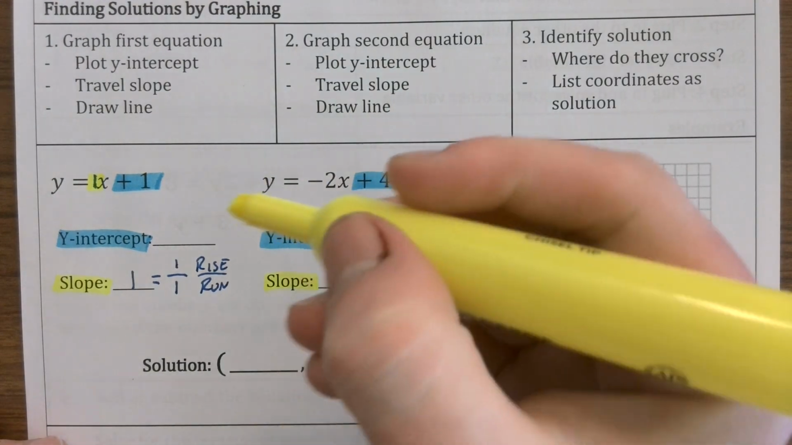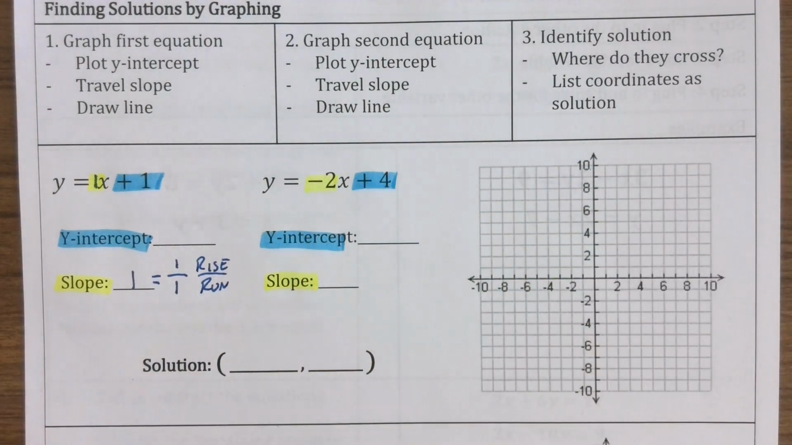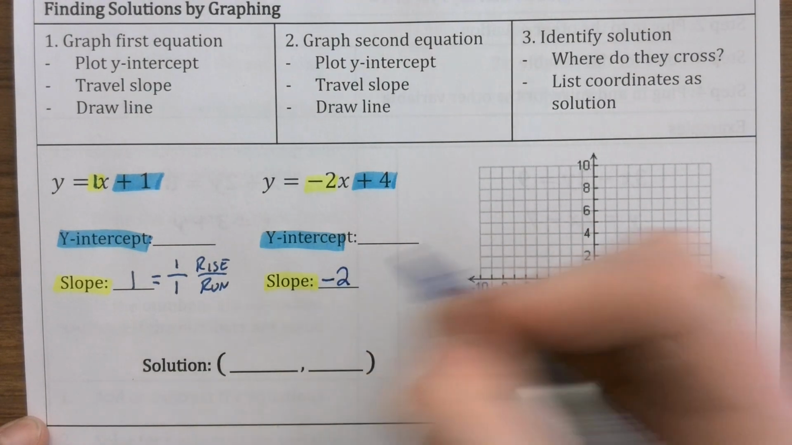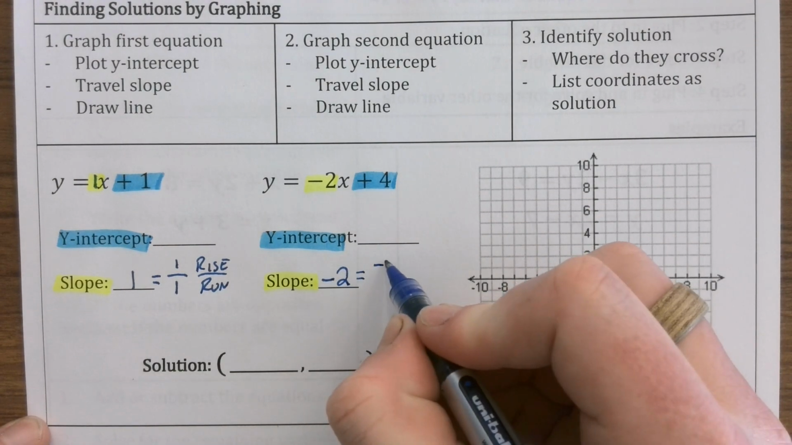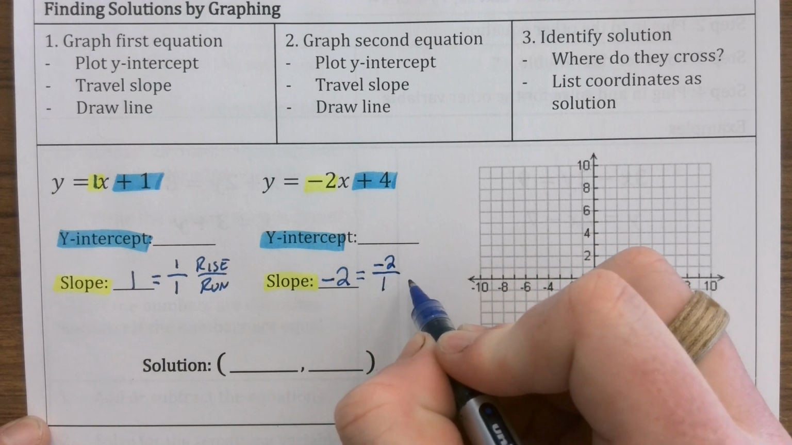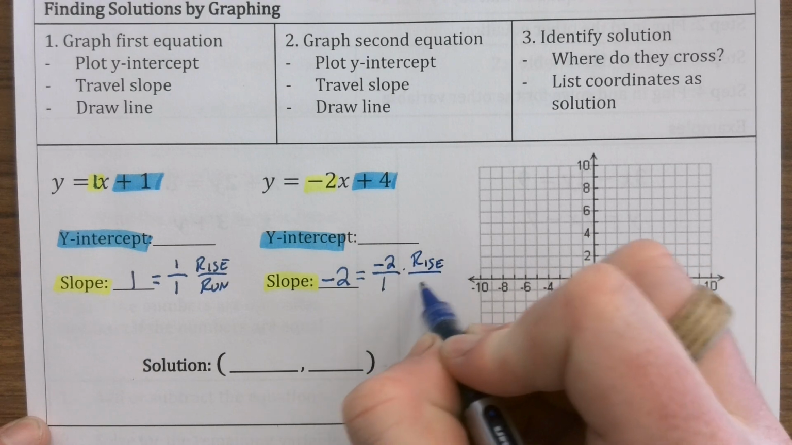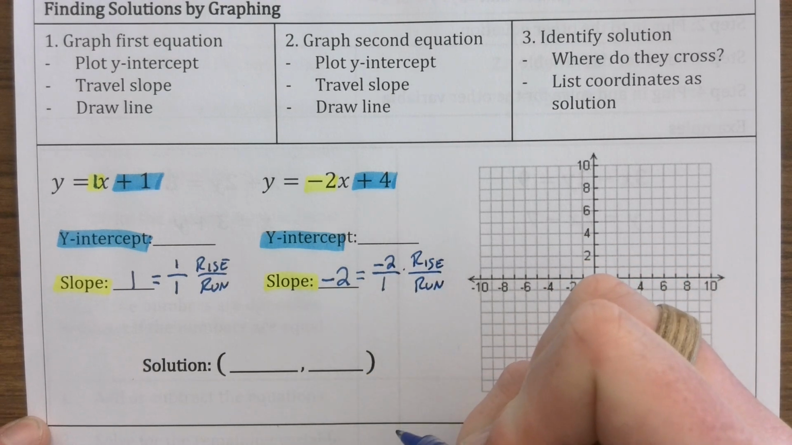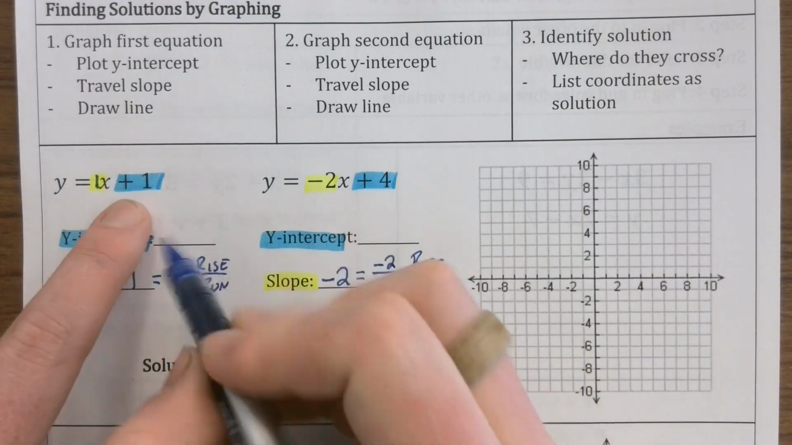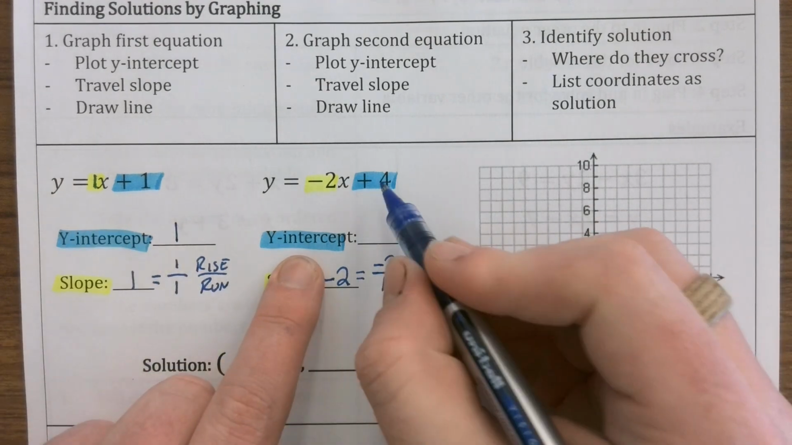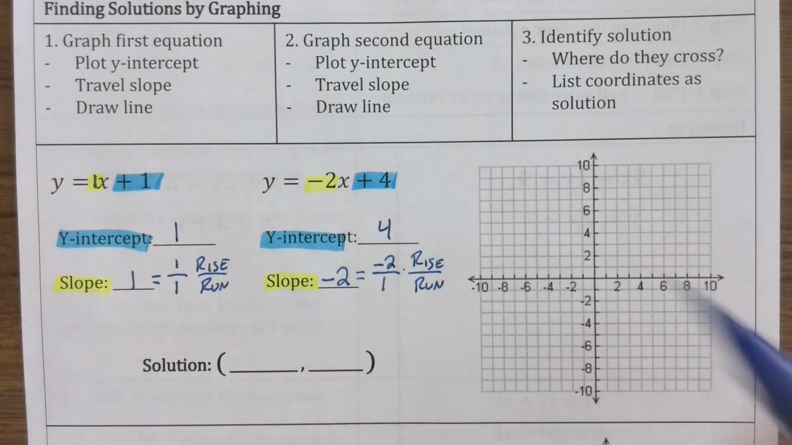Our slope in the second equation is -2, which means we're going to go down 2 for every 1. So our rise is -2 and our run is 1. In our first equation, our y-intercept is 1, and our y-intercept in the second equation is 4.